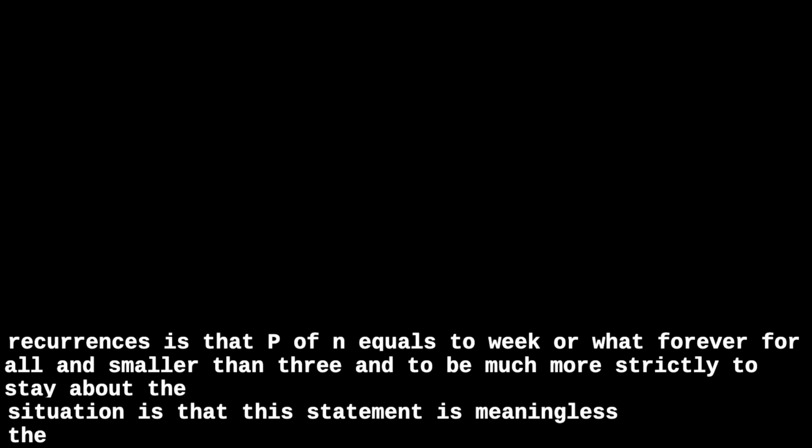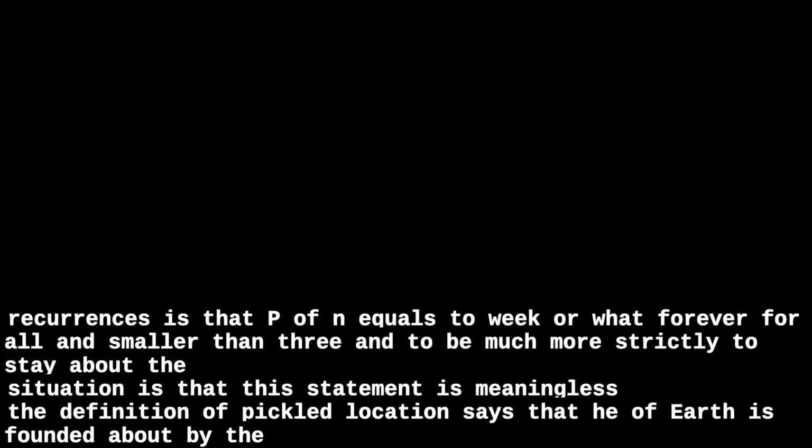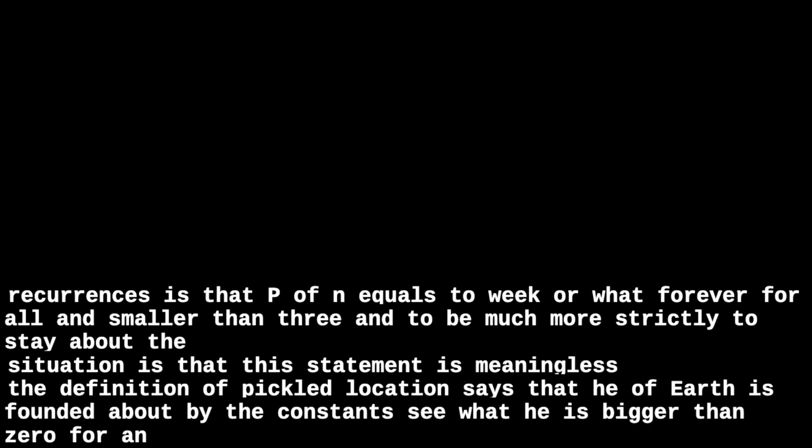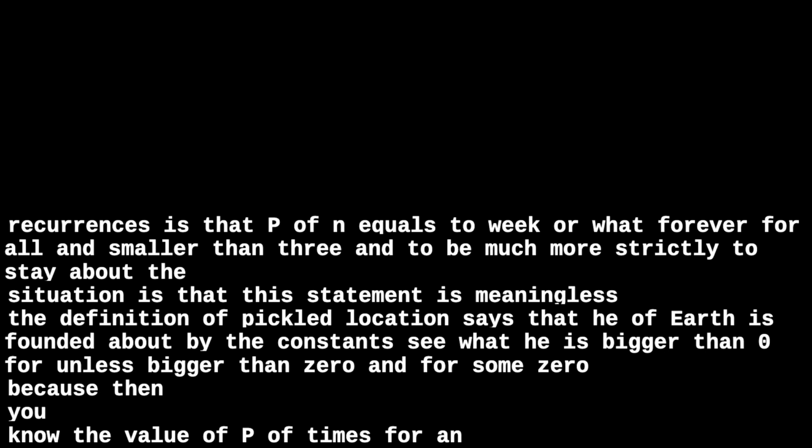Whenever we talk about characterizing running time, we often abuse asymptotic notation when writing recurrences. For example, we write T of n equals big O of 1 for all n smaller than 3. To be more strict, this statement is meaningless. The definition of big O notation says that T of n is bounded above by a constant c, where c is bigger than 0, for n bigger than n0, for some n0 bigger than 0. The value of T of n for n smaller than n0 may not be bounded.